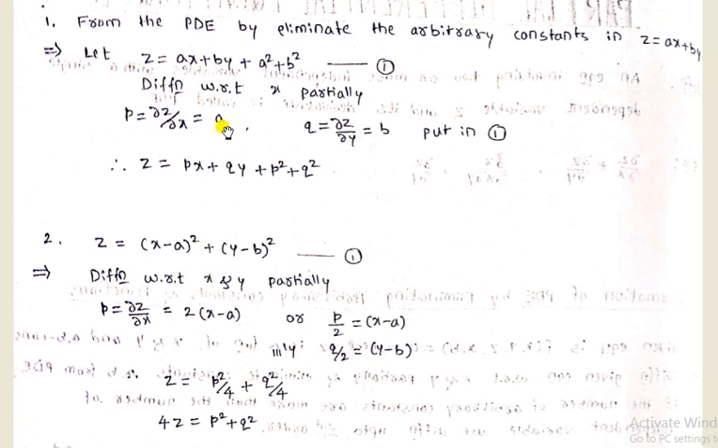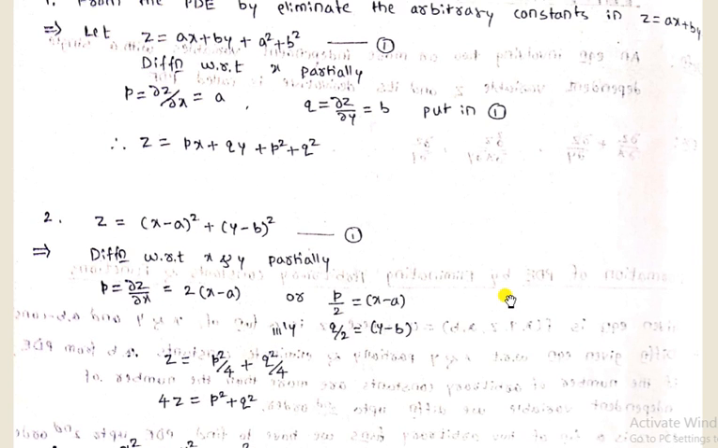Now we substitute a = p and b = q in equation number 1. So equation 1 becomes z = ax + by, where a becomes p, so px, plus qy since b is q, plus p² + q². Now we observe the equation, which does not contain any a and b terms, so it is free from arbitrary constants. This is the required solution of the PDE.